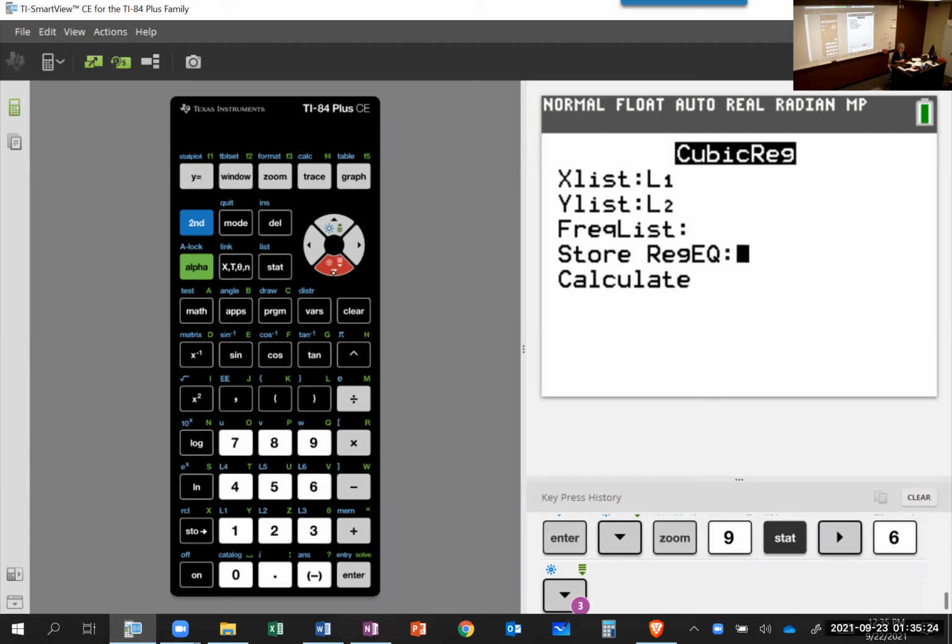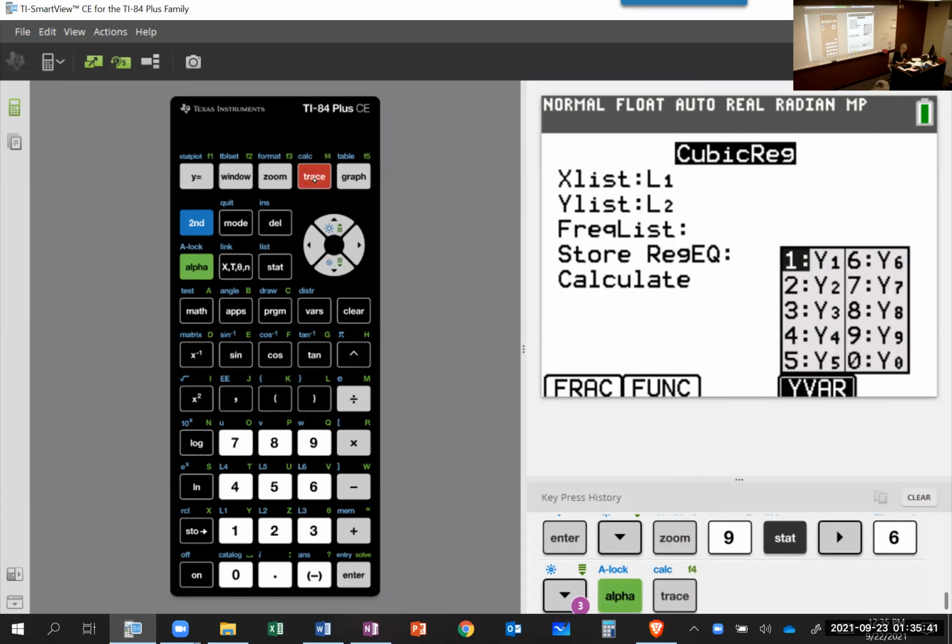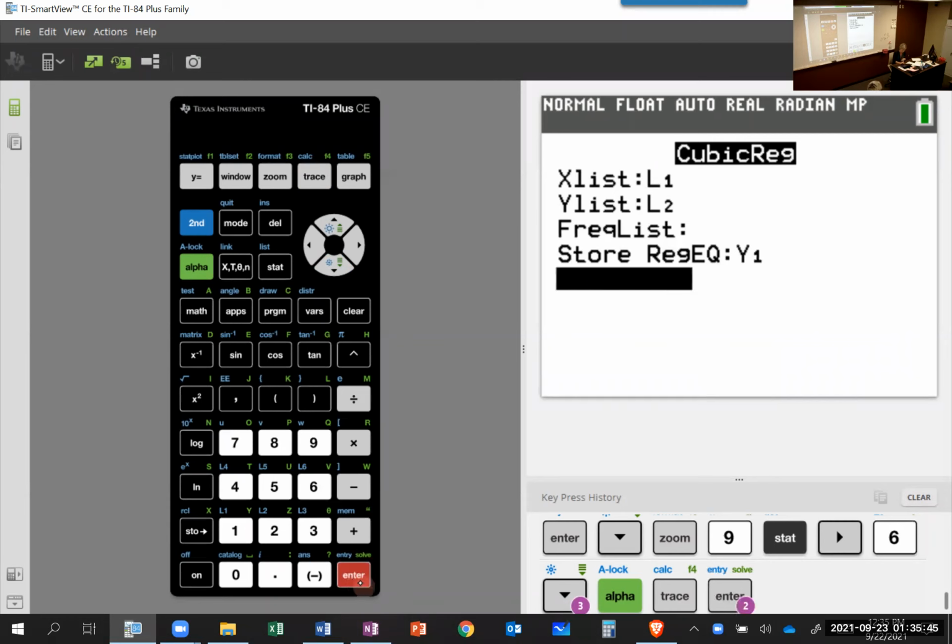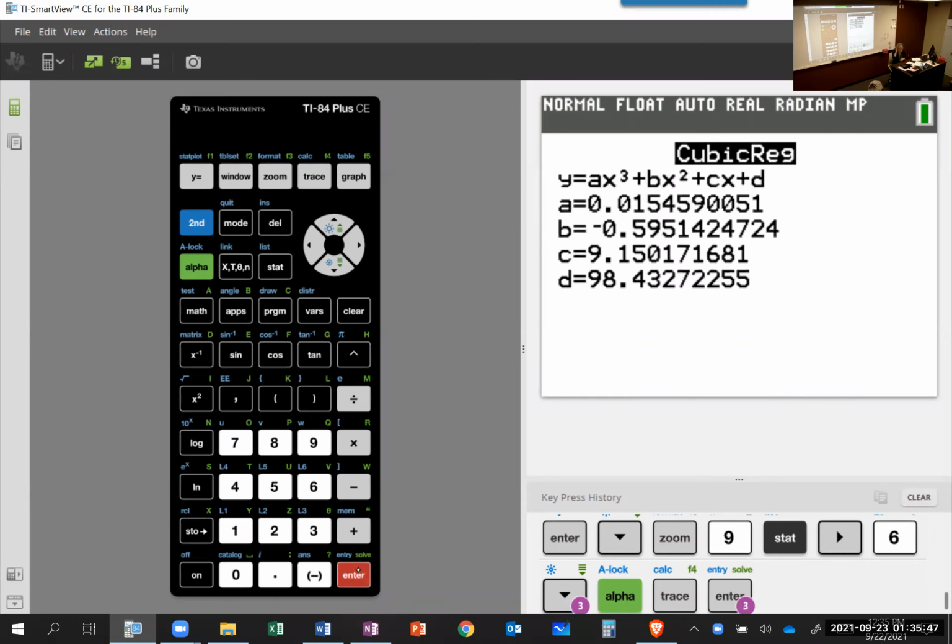Yes, you can't have an equation on y1. So now if I come up with an equation, I want to store the equation on y1, right? That's why I cleared it off of there in the first place. So I'm going to store my regression using alpha trace. Choose option number 1 because that's where I want to store it. And now I got my equation right there, right?